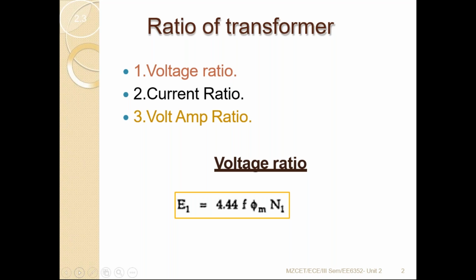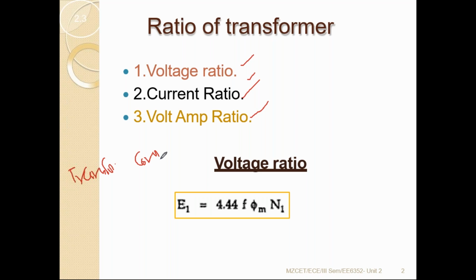Similarly, if you want to design a transformer, if you want to manufacture the transformer, they need some specifications. These specifications are of three types: voltage ratio, current ratio, volt ampere ratio. That is voltage, current, and power.